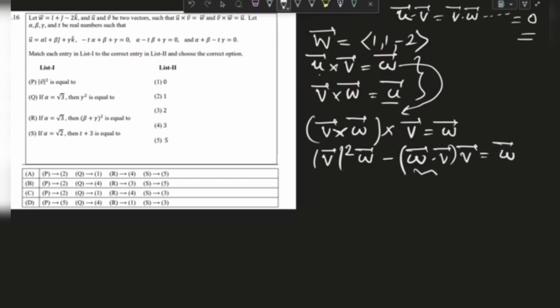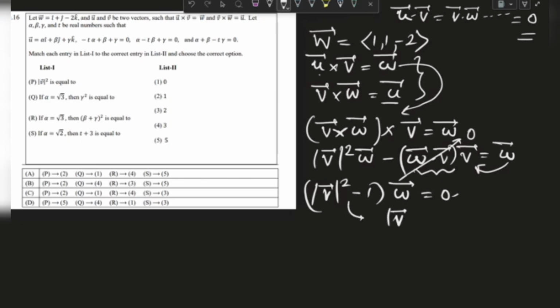Now this is where the magic lies. This thing is zero because the dot products are all zero as they are mutually perpendicular. So if we now move the w vector to this side, we have (mod v squared minus 1) into w vector equal to 0. So from here we get that mod v squared equals 1, which is basically the first part of this question. So p comes out to be 2.